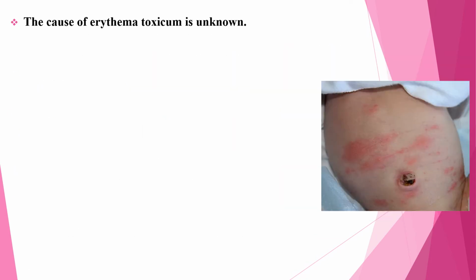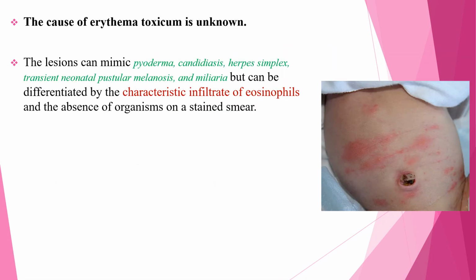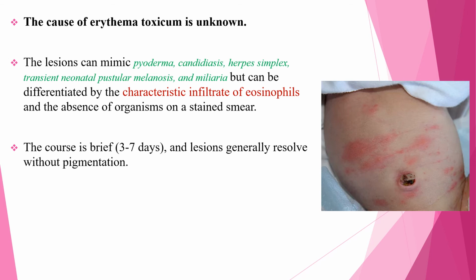The cause of erythema toxicum is unknown, and the lesions can mimic pyoderma, candidiasis, herpes infections, and other neonatal conditions, but can be differentiated by the characteristic infiltrate of eosinophils and the absence of organisms on stained smear. The course is brief, mainly 3 to 7 days, and the lesions generally resolve without pigmentation. No therapy is required at all, and the lesions subside within a few days of life.